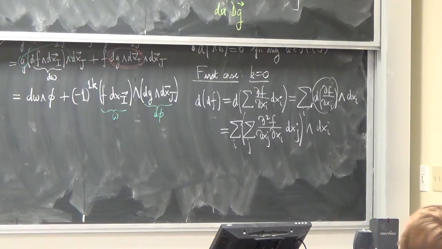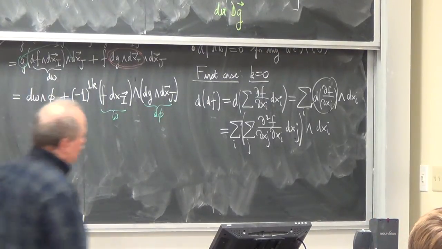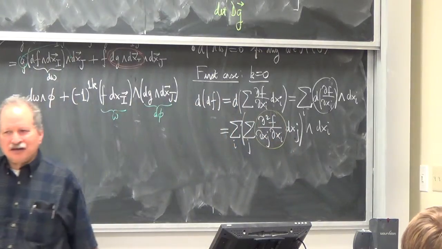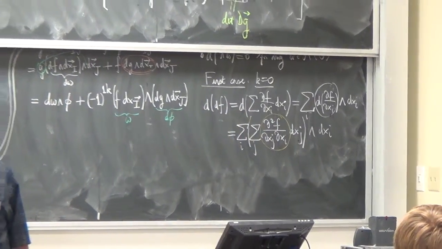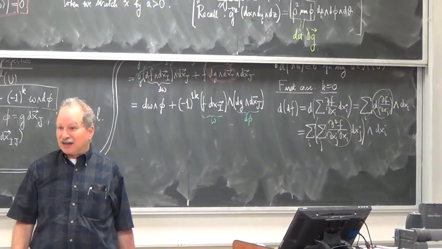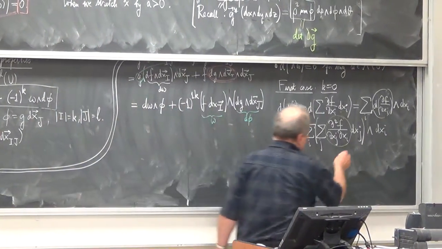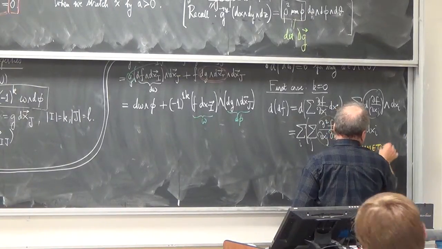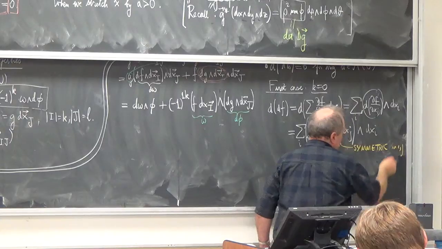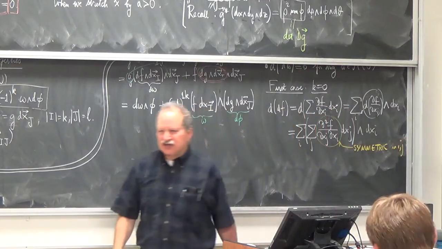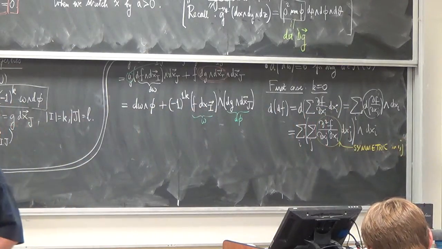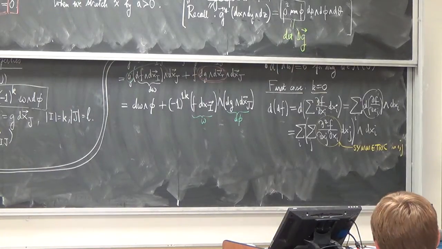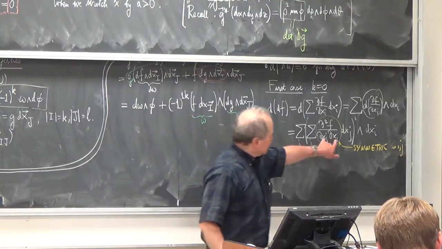Any volunteers? What is Davis recalling is true about these guys? Switch them around, switch the order. If you switch i and j, you get the same thing. So this is symmetric, because our functions, we're assuming smooth here, C infinity, but certainly C2. So if I switch i and j, this thing stays the same.